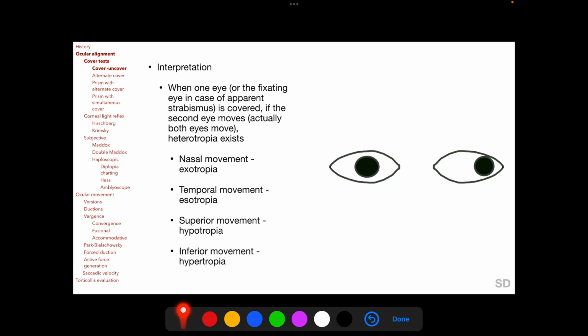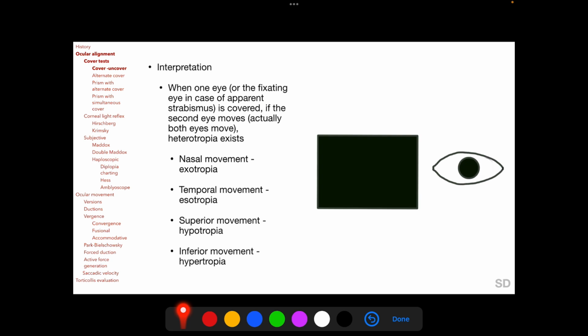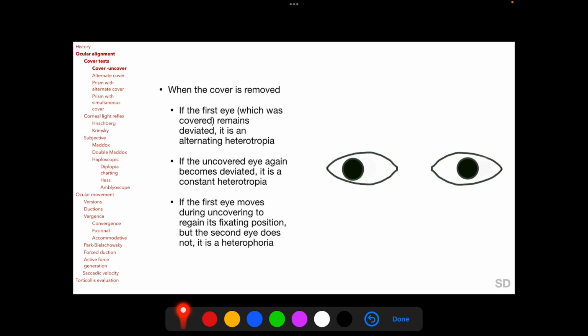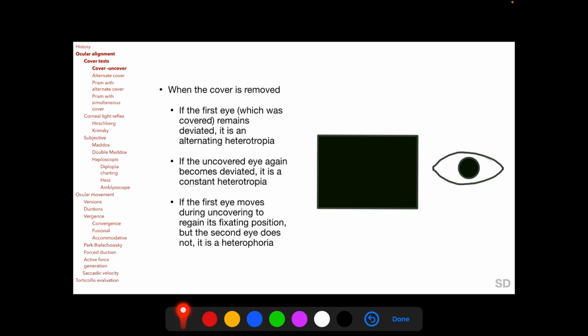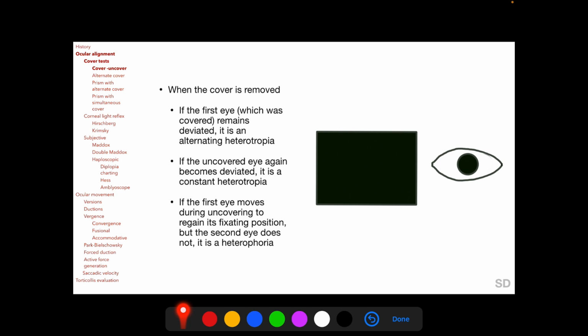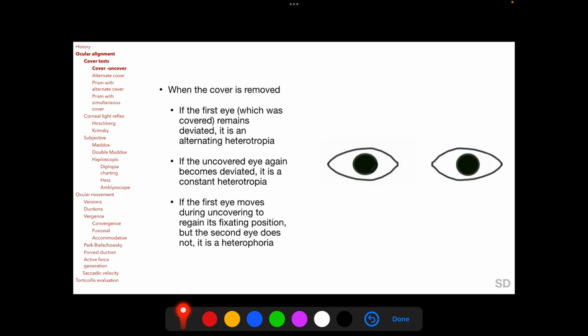We will watch the movements of the covered-uncovered test once more. So with a patient with left eye exotropia, when the right eye is covered, the left eye moves nasally, and when the cover is removed, the right eye may remain deviated in alternating heterotropia, or the left eye may become deviated in constant heterotropia, or the left eye does not move and the right eye moves to regain fixation, when it is called a heterophoria.